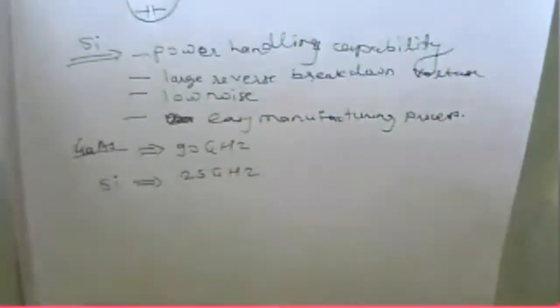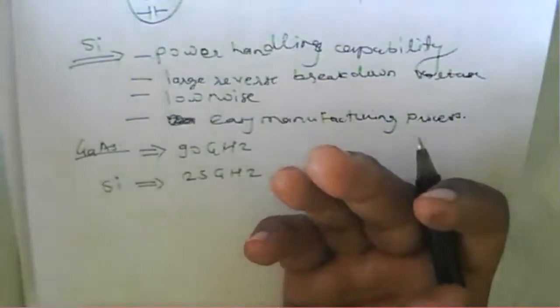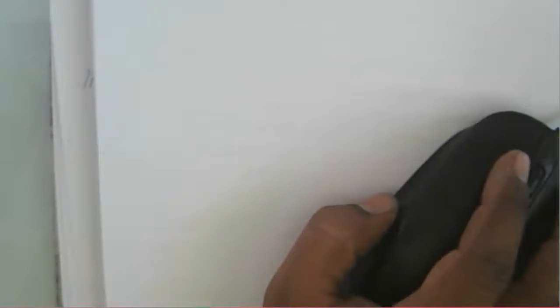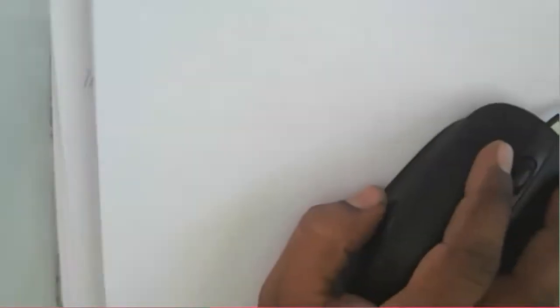And that varactor diode is mostly used in a parametric amplifier. In a parametric amplifier we require a variable capacitor, or you can say a reactance amplifier. If reactance changes, the amplification changes. So that's why these varactor diodes are used in a parametric amplifier. This is about the varactor diode.